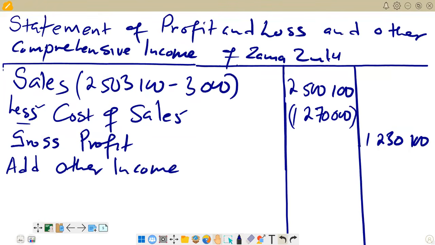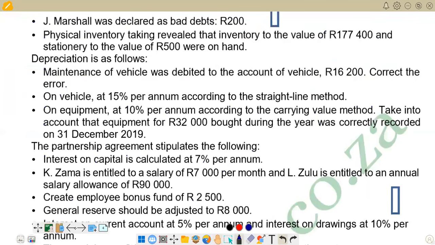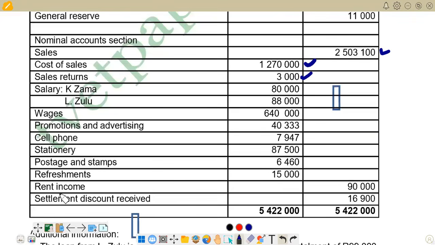Right here, we've got a settlement discount received. The figure for settlement discount received, 16,900, you're going to put it in this column, 16,900. So we can go again to check what other income we have in the question. Right, we have rent income here, 90,000, but we are not going to take this 90,000 as it is.